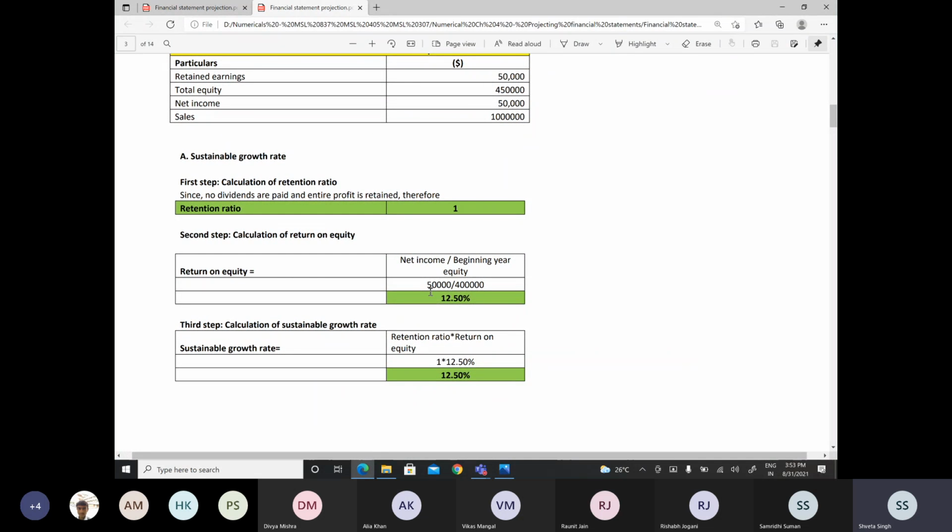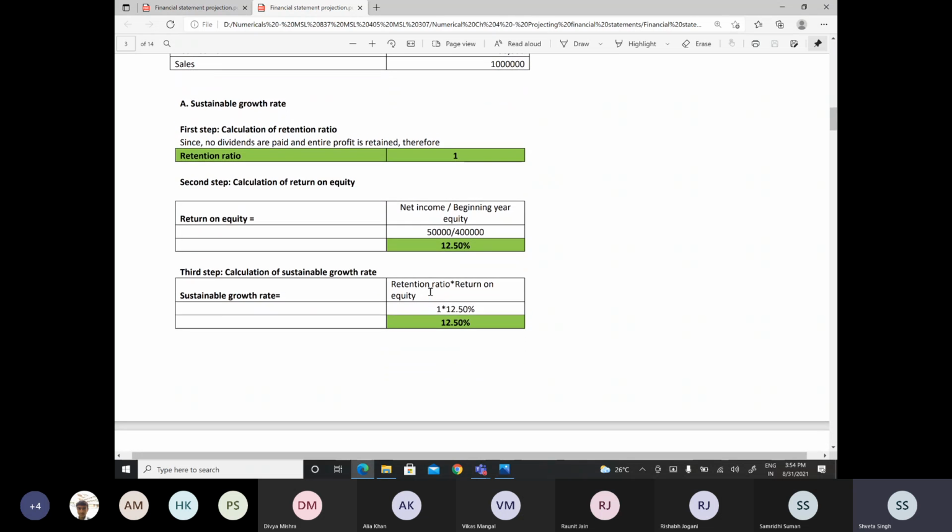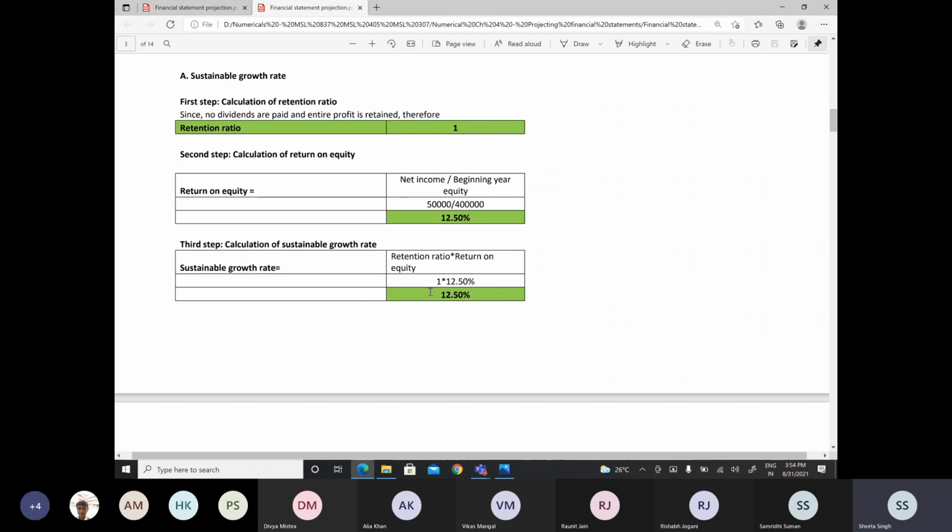Now please understand this. The retained earnings have been 50,000 and the total equity now, because of the initial equity of 400,000 and the retained earnings of 50,000, is $450,000. The net income, all of you know, is 50,000 and the sales is $1 million. Okay. So first of all, we have to calculate the sustainable growth rate. How do you calculate the sustainable growth rate when the dividends and all the information is given to you? First, we calculate what is called retention ratio.